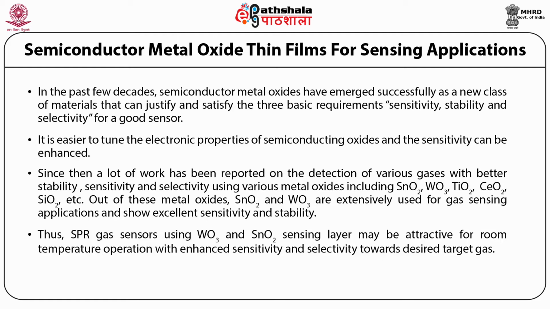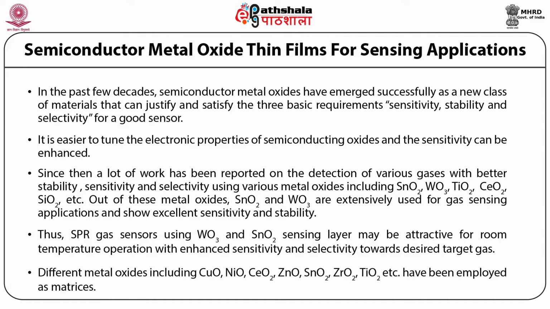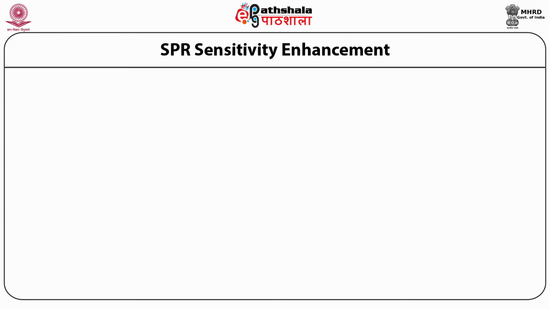Similarly, for biosensing applications, different metal oxides including copper oxide, nickel oxide, cerium oxide, zinc oxide, tin oxide, zirconium oxide, titanium oxide, etc. have been employed as matrices. So we can enhance the sensitivity of SPR sensors. Let us now discuss it.